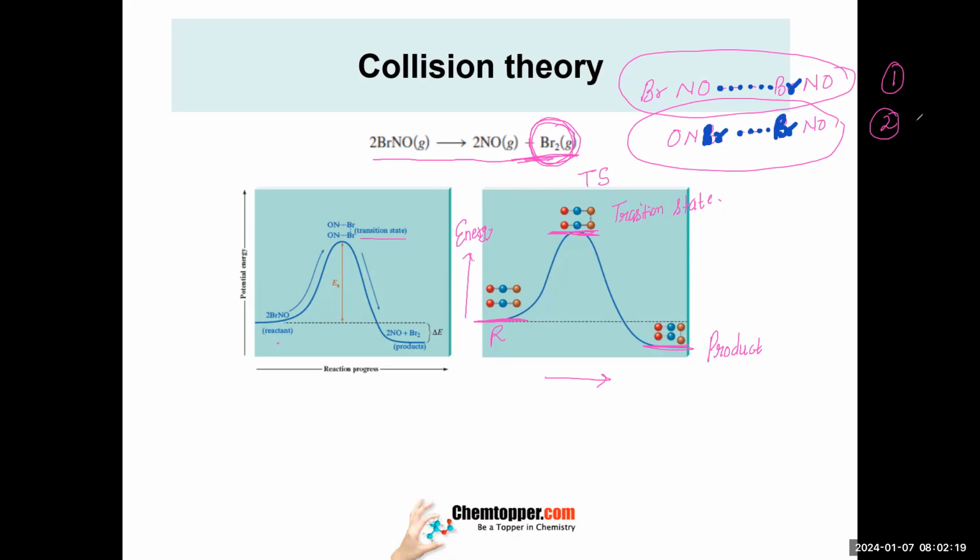So Saranya is saying second. What about rest of you? Are you okay? The second collision is with proper orientation. And proper orientation is one of the conditions of the effective collisions. So this one is effective, right? Is this reaction endothermic, exothermic?